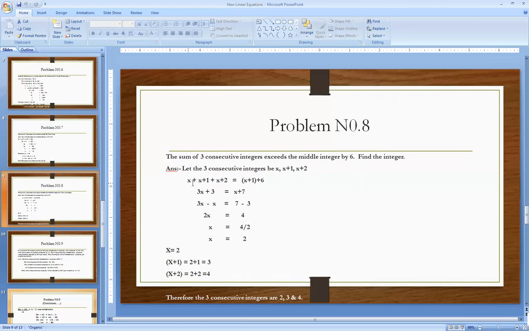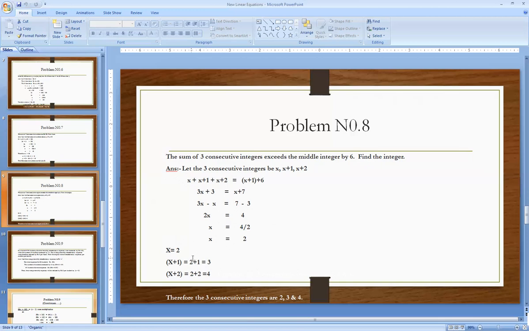So the equation will be x plus x plus 1 plus x plus 2 equals the middle integer, which is x plus 1, plus 6. It exceeds the middle integer by 6, so plus 6 has to be added to the middle integer. Therefore on the left side 3x are there, and 1 plus 2 will be 3. If we open the brackets, x will be there, and 1 plus 6 will be 7. So 3x equals x plus 7. We shift the right side x to the left side, it becomes minus x, and the plus 3 shifted to the right side becomes minus 3. Therefore 3x minus x equals 2x, 7 minus 3 will be 4, x equals 4 by 2, therefore the value of x is 2.